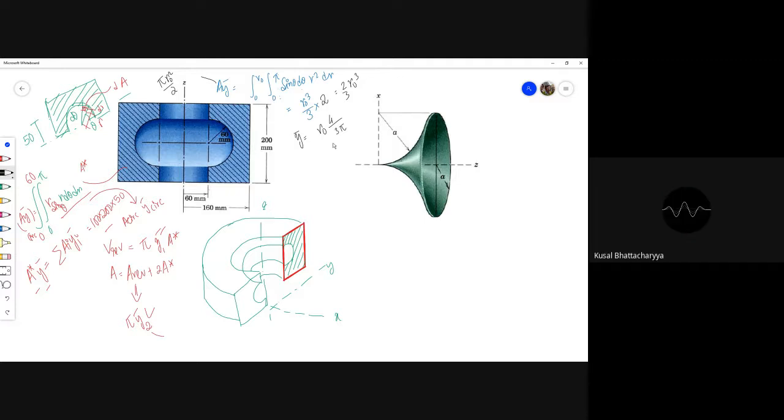Sir, I am getting 5.39 into 10 to the power 6 millimeter cube. Okay, so that is the volume of revolution. Yes sir.